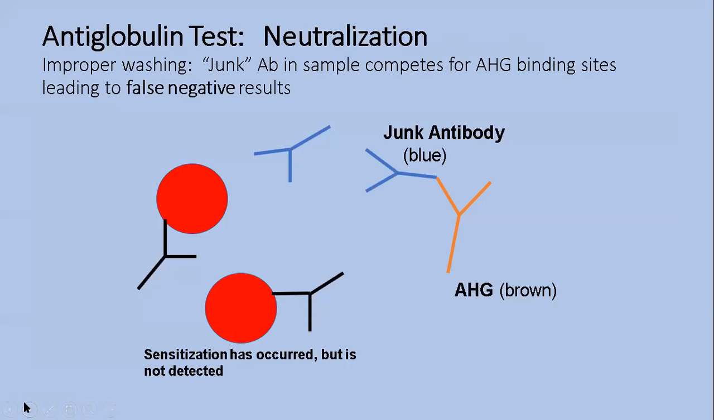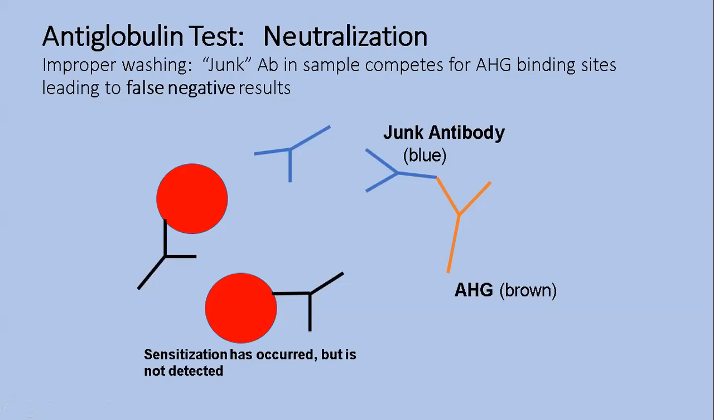So the last slide of this presentation, I wanted to just review something we talked about a while ago when we talked about anti-human globulin reagents, and this is neutralization of our reagent. Okay, so neutralization is a big reason why we get false negative reactions in the anti-human globulin test. And so you can't hear this too many times. Hopefully you remember it from lectures 2 and 3.